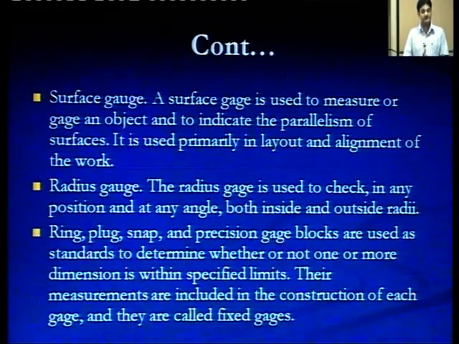They are used as standards to determine whether or not one or more dimensions are within the specified limit. Means these gauges, ring, plug, snap gauge, are used as standards to check whether the object or shaft or hole we are checking is within the specified limit or not. Now these measurements are included or engraved in the gauges themselves. So these gauges are called fixed gauges.